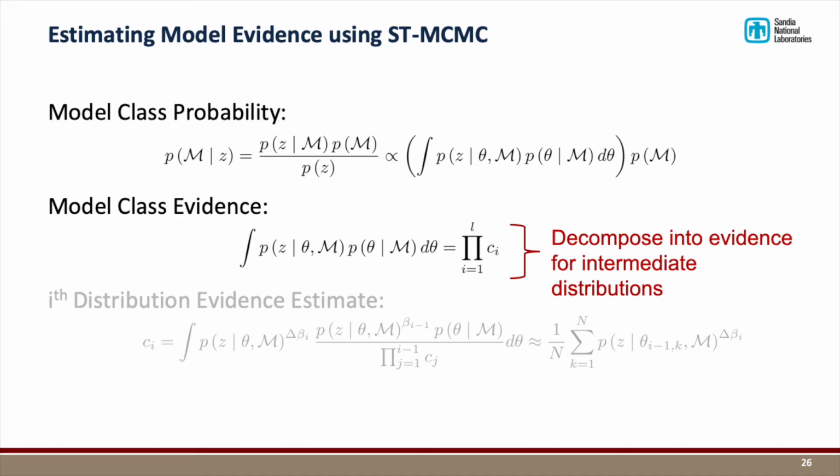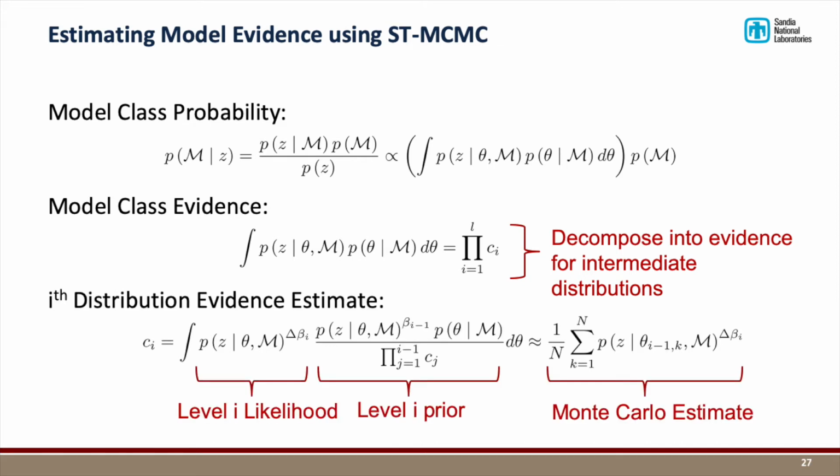of these individual steps. Therefore, we can decompose the model evidence into a product of these c_i's, which are these different coefficients that need to be estimated at each level. Estimating them requires taking the expectation of the new contribution of the likelihood with respect to the prior defined by the previous annealing level. This can be done really easily using the sample population already found through the ST-MCMC algorithm.